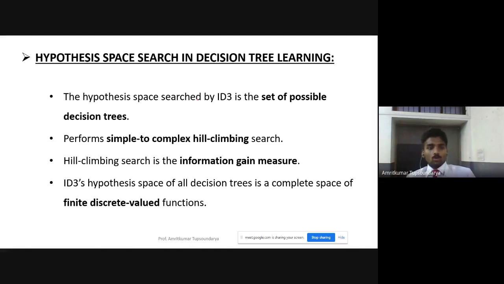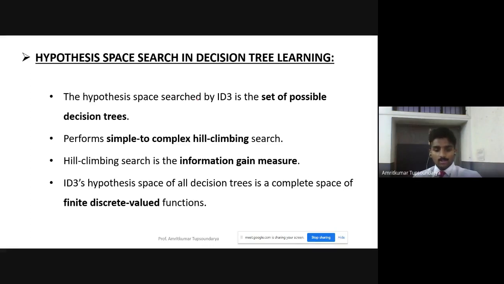Now, what does it perform? It performs simple to complex. We have already seen this in our previous lectures, how the ID3 algorithm creates the decision tree. It constructs the tree from simple to complex, a top-down approach, simple to complex hill climbing search.